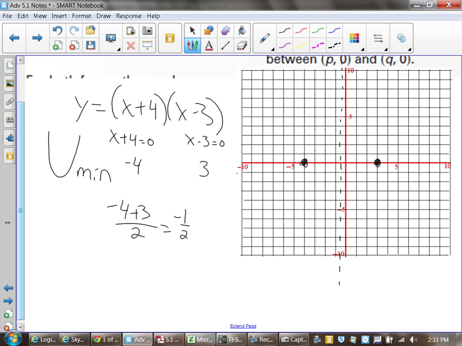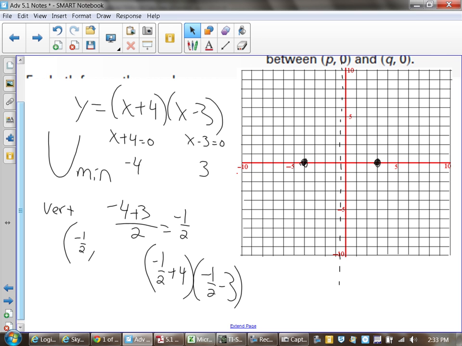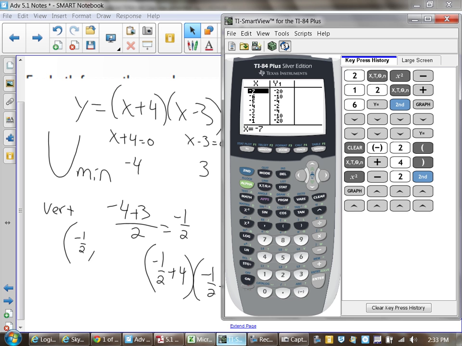Now we have to figure out what the vertex is. Once again, all you have to do is substitute in. I know that my vertex is going to occur at negative 1/2, comma something. Well, negative 1/2 plus 4 times negative 1/2 minus 3. Your calculator will do that.